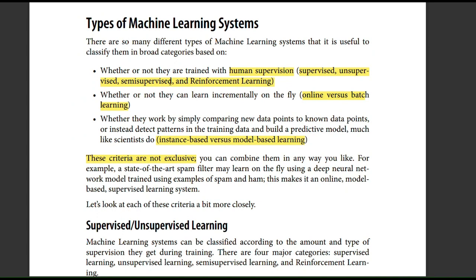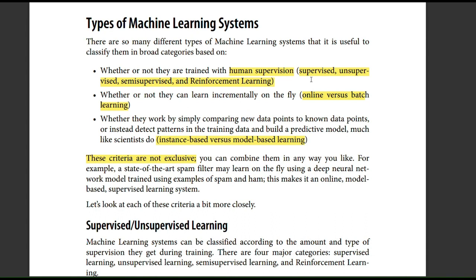Next, we move on to the types of machine learning systems. Machine learning systems can be divided into some broad categories, three types of categories: with respect to human supervision during their learning, and with respect to the data on which they are trained, the classification of data on which they are trained.